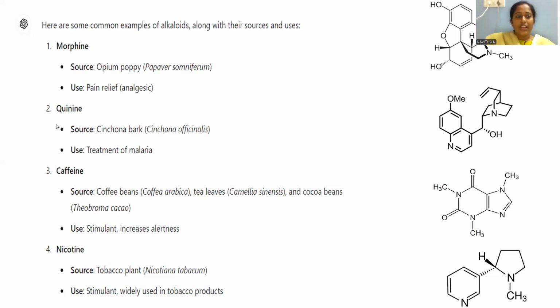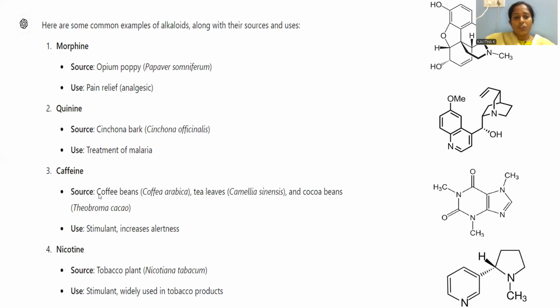And the second is quinine. Quinine is the kind of compound where you can clearly observe a benzene ring in conjunction with a pyridine ring. So this bicyclic ring is called quinoline. Quinoline will be there, and this is a piperidine. Then the source is cinchona bark from the Cinchona officinalis plant. This is the scientific name. Quinine is extracted from Cinchona officinalis, and it is used in the treatment of malaria.